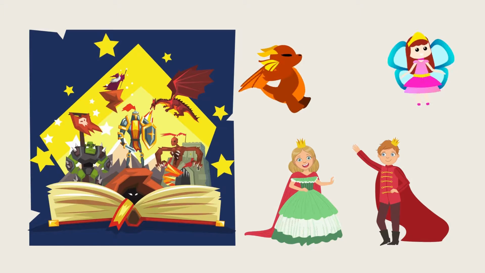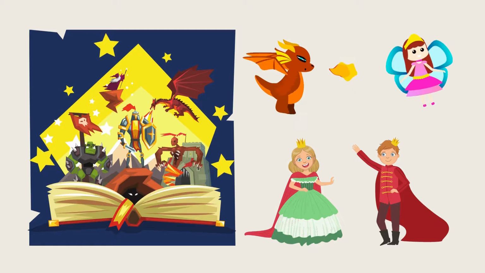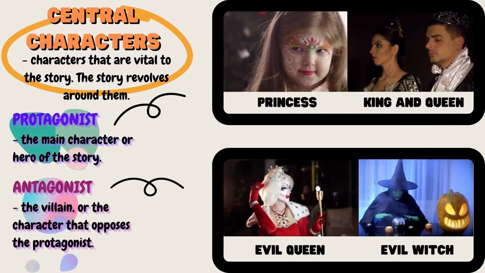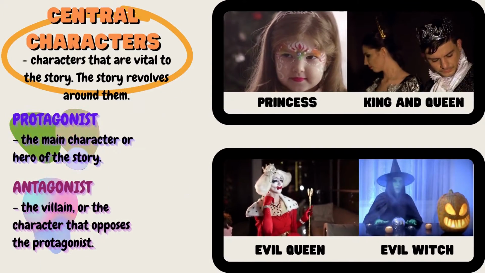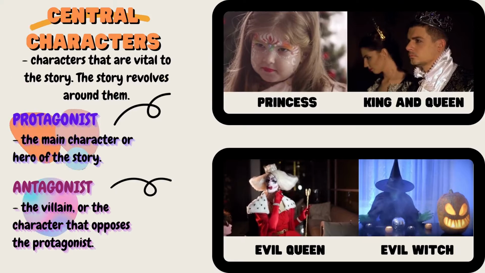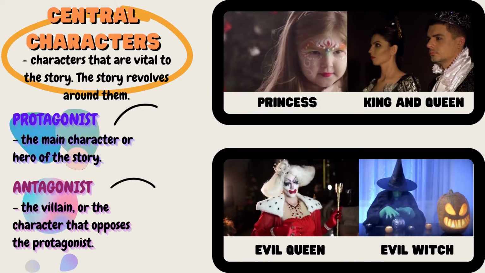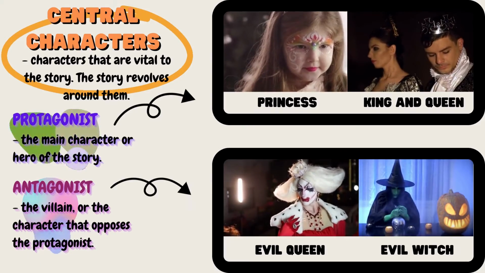A story often has a number of characters. Each of them has a role to play and serves a certain purpose in the story. Characters that are vital to the story are called central characters. The story revolves around them. The main character or hero of the story is called the protagonist. The villain, or the character that opposes the protagonist, is called the antagonist.